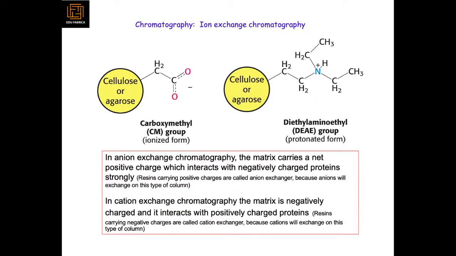So in ion exchange chromatography, there are two types now, anion and cation exchange chromatography. In anion exchange chromatography, the matrix carries a net positive charge which interacts strongly with the negatively charged protein, whereas in cation exchange chromatography, the matrix is negatively charged and it interacts with the positively charged proteins. So it's vice versa of the two.